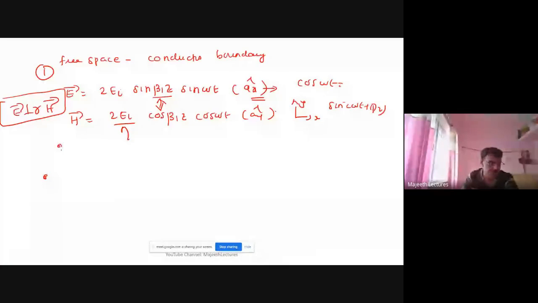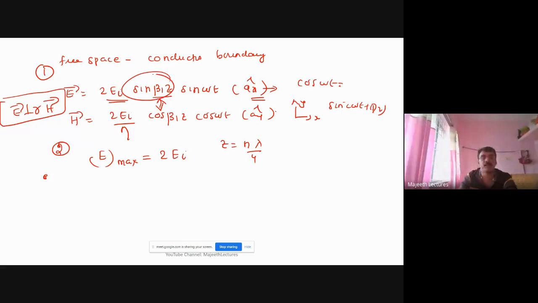Second, what is E max? The maximum value is this one only, because sin has a maximum of 1. So E max is equal to 2E_I. Whenever you put z equal to n lambda by 4, why? In sin beta z, you take beta equal to 2 pi by lambda and z equal to n lambda by 4. Lambda cancels, giving pi by 2. Sin n pi by 2 is always 1. So that's E max.